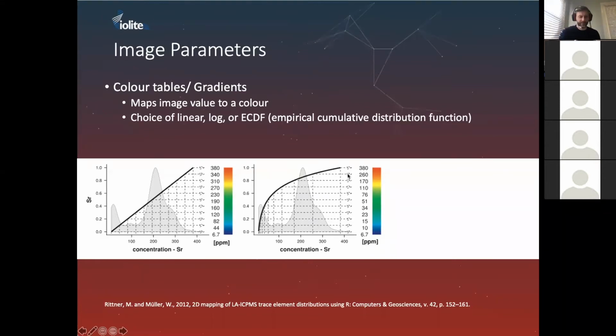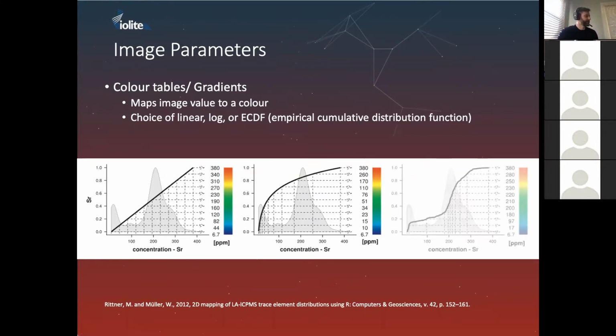So it's not going to give us great contrast either. So Rittner and Müller use this ECDF approach, which is basically a cumulative distribution function. It just adds up the pixels as it's increasing in concentration. And the effect that this has is it means that where there are a lot of pixels, so here in the baseline, the gradient is quite sharp, so you get good resolution here.